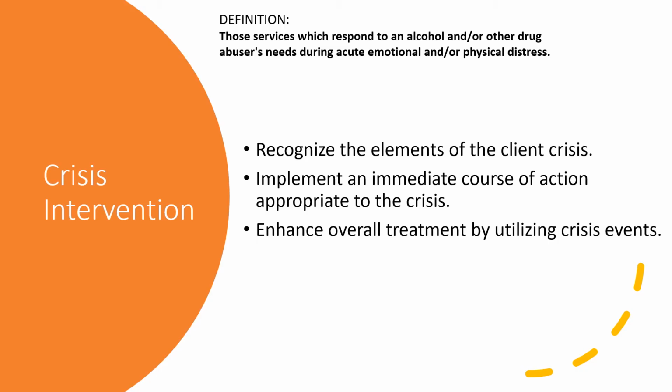We also have a function called crisis intervention. So this is what we do when we are responding to a client who's going through an acute episode of emotional or physical distress. A relapse, for example, would be an example of a crisis. What we want to do is identify the elements of that crisis, make sure that we have an immediate plan to help stabilize the client, and then incorporate that crisis into the overall treatment, which can be an educational piece to help the client learn and implement new coping skills for the future.